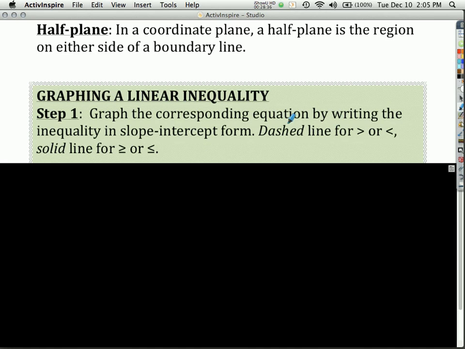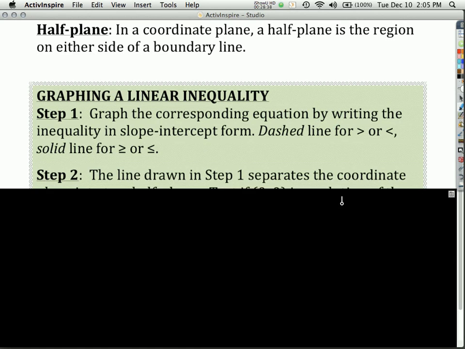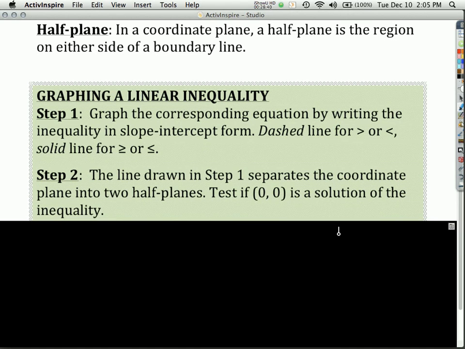So that's just drawing the line. Here's the piece that you know how to do, but you've never done quite like this. We have to figure out which side of the line to shade. We're going to shade one side. So we're going to test 0, 0. If 0, 0 is a solution to the inequality, then we'll shade the side that has 0, 0 in it. If it's not a solution, then we will shade the opposite side.